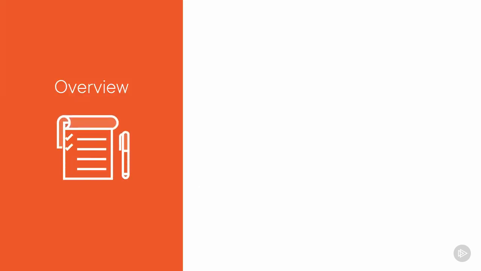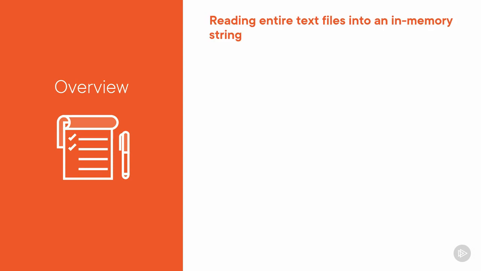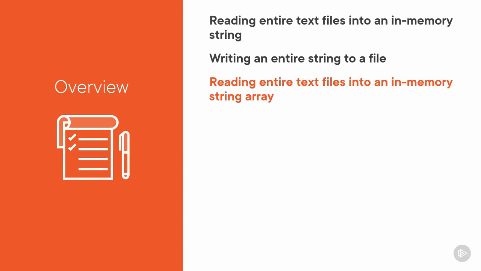So in this module we're going to start off by learning how we can read entire text files into an in-memory string representation. We'll also learn how we can write an entire string to a new file. We'll also learn how we can read an entire text file into memory, but rather than into a single string object, we get each line in a separate string array element.